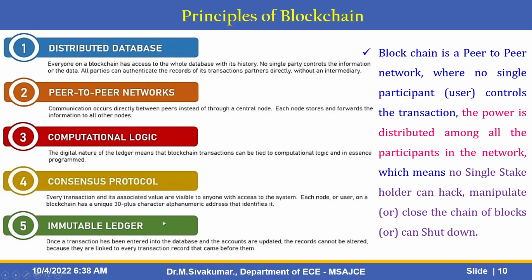The blockchain is a peer-to-peer network, as we already know, where no single participant controls the transaction. The power is distributed among all the participants in the network, which means no single stakeholder can hack or manipulate or close the chain of blocks or shut it down. These are distributed database, peer-to-peer networks, computational logic, consensus protocol, and immutable ledger.